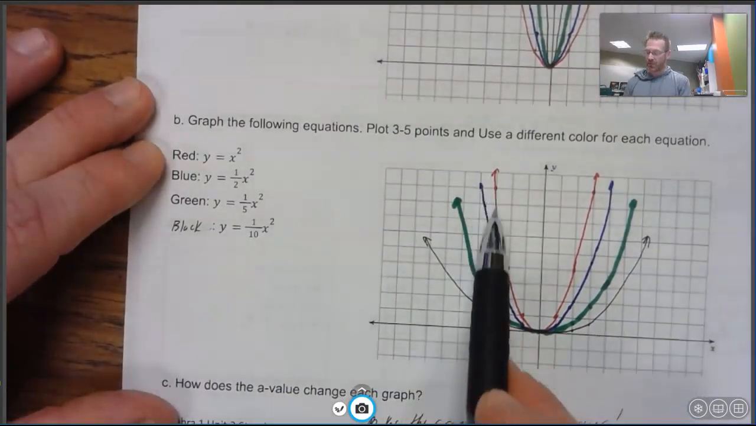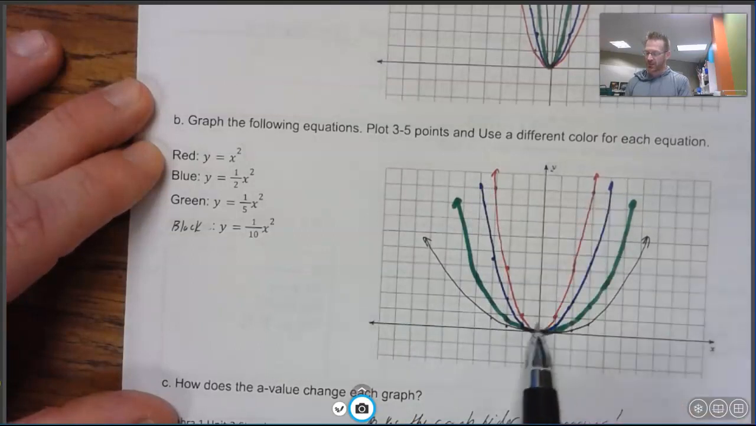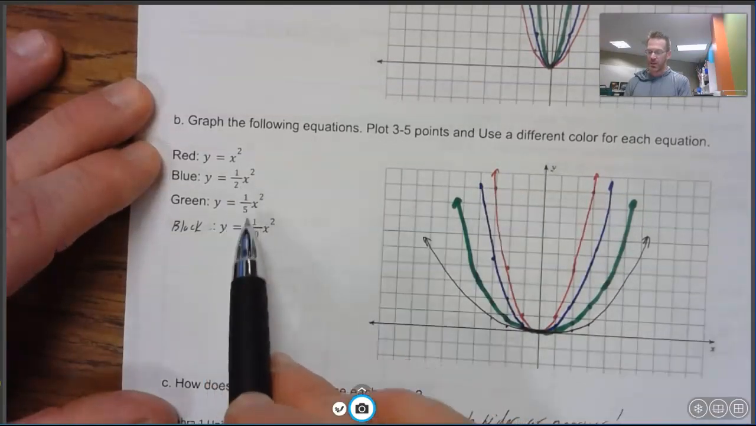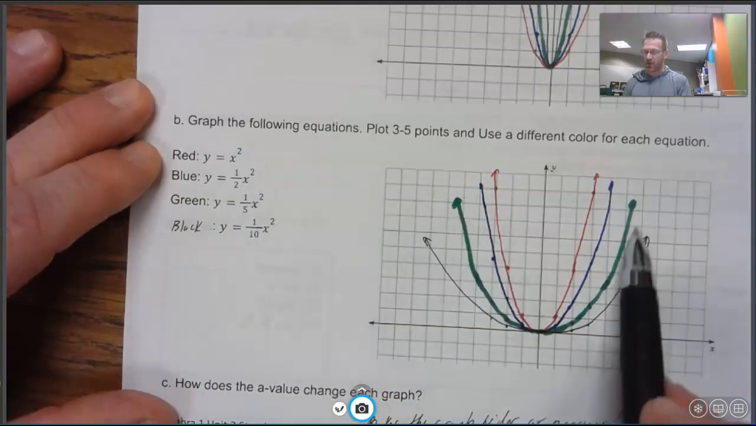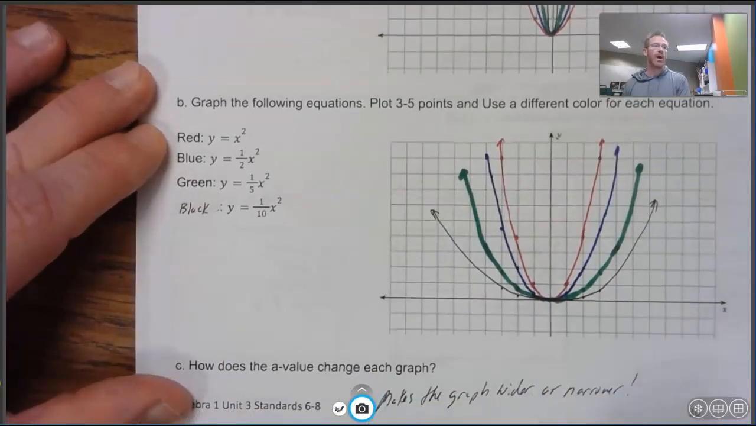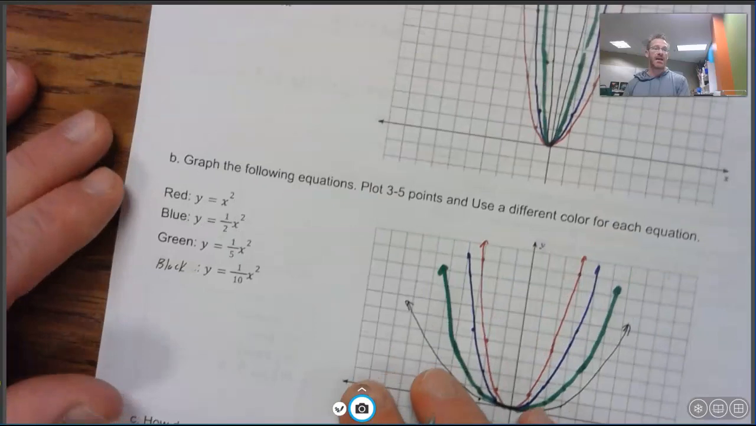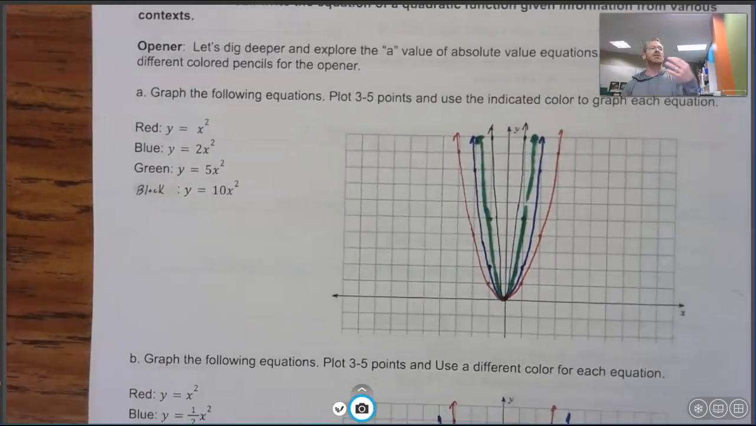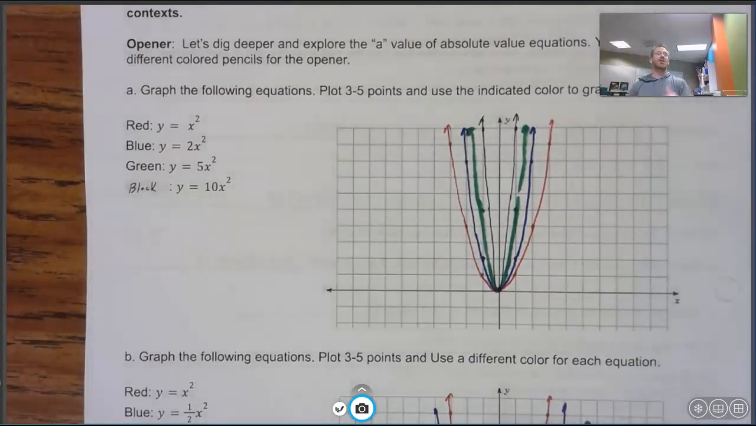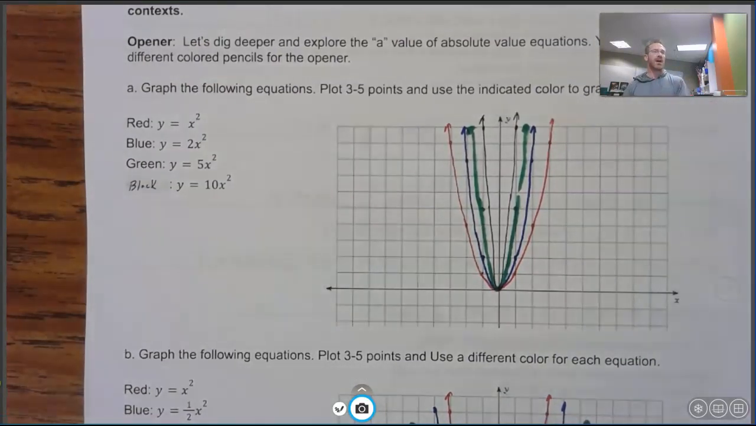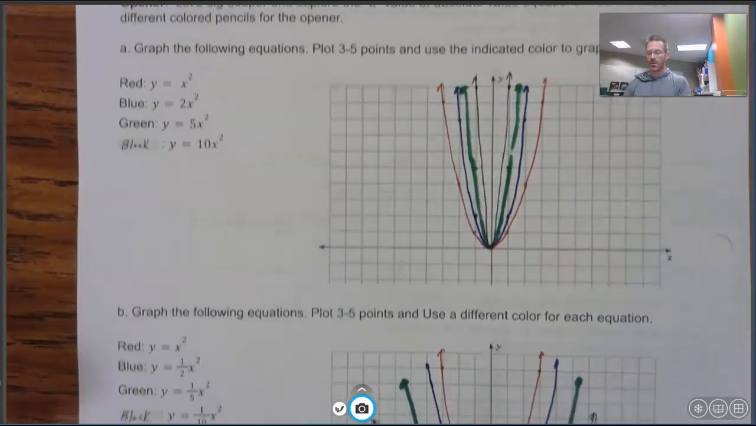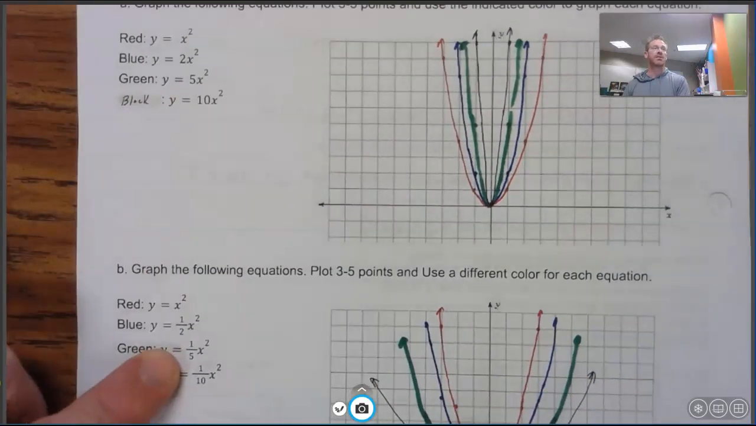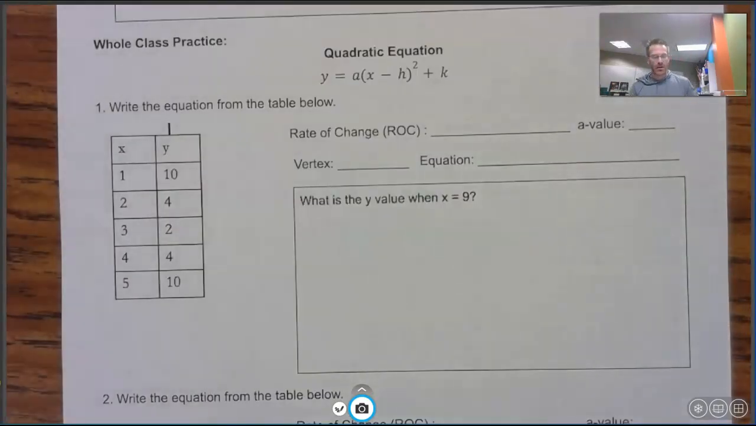And then vice versa here. There's the red function, that's our parent function again. And then as my A value gets smaller and smaller, my graph gets wider and wider. So that piece of knowledge about the A value does transfer from function to function. It is the rate of change. So if that rate of change goes up, your function is going to increase faster, therefore your graph is going to be narrower. If your A value goes down, it's not going to increase as fast, it's going to be wider.